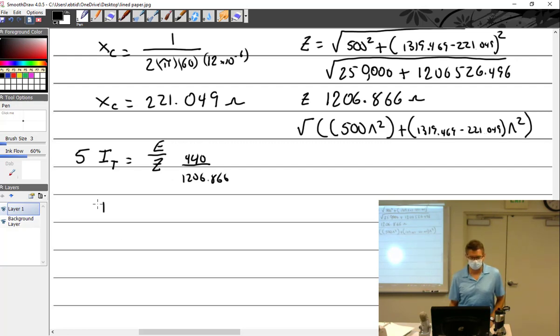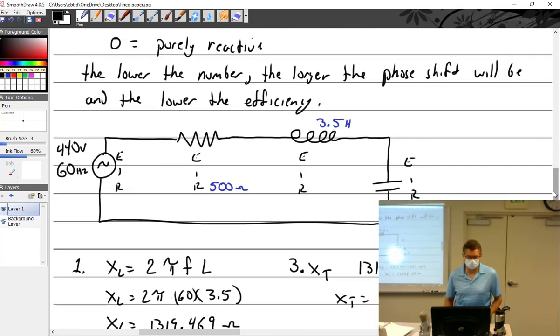What do you get? 0.365. 0.365 amps. There we go. Okay. So if I come back to my little drawing here, this right here is 440 volts, 0.365 amps. All right, we got that going for us. R total, well, we could call it Z actually. Z would be better. We already have that. 1206.8 something or another. All right, we're looking good there.